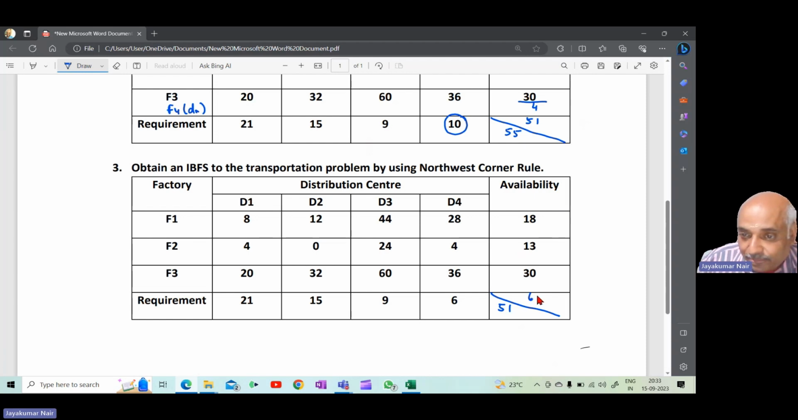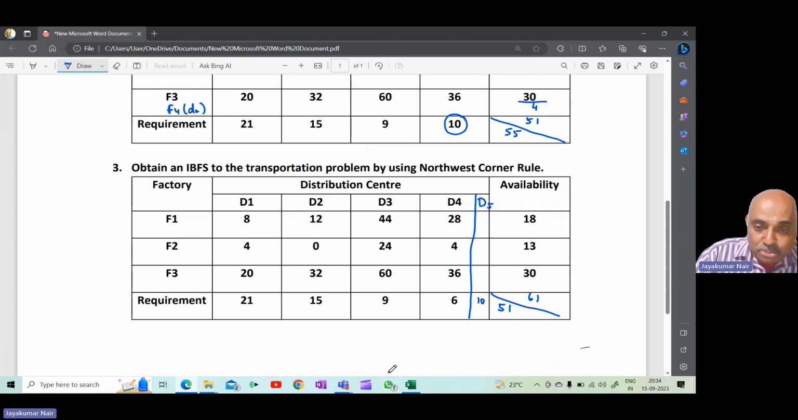Availability is 61. So your availability is more than the requirements. So in that case, to make it equal, there should be a dummy column and its requirement should be 10. Only then it will add up to 61 and 61. I repeat, 21 plus 15 plus 9 plus 6 is equal to 51. 18 plus 13 plus 30 is equal to 61. So this is an unbalanced data. To balance it, you have to introduce a dummy column and the requirement should be equal to 10.